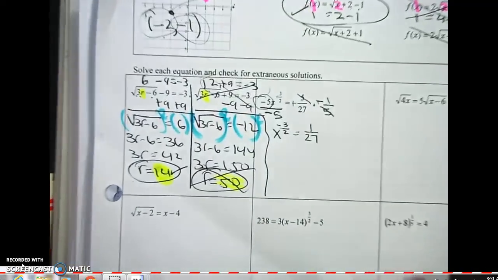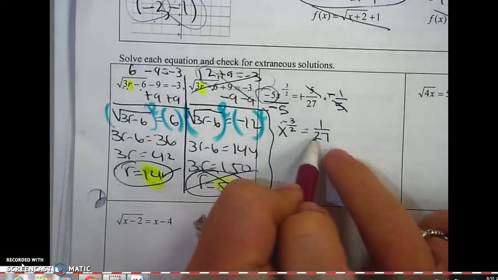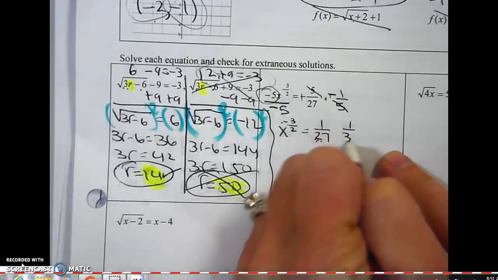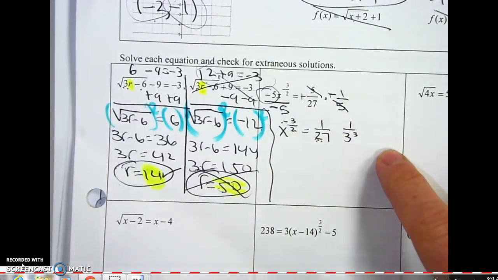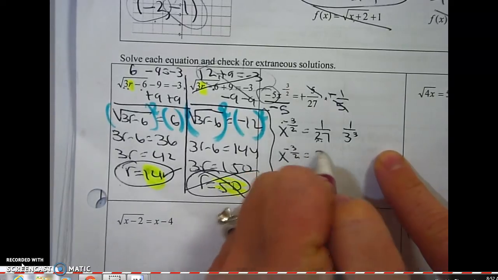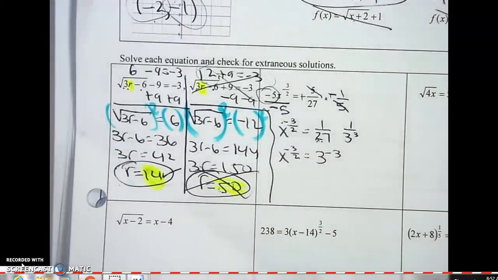Let me zoom that in a little bit. Now as soon as I see a negative and I see a fraction, I'm going to make this be negative as well. 1/27 is the same thing as 1/3 cubed. So if I rewrite this, this is the same thing as 3 to the -3 power.